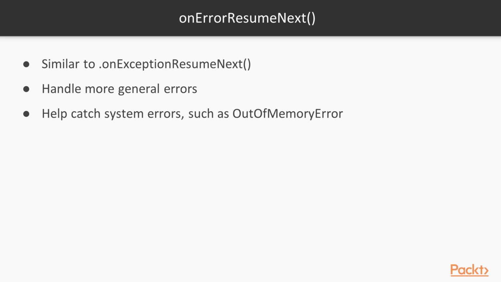.onErrorResumeNext is very similar to .onExceptionResumeNext, but as the name implies, it can handle more general errors. .onExceptionResumeNext handles only throwables of the java.lang.Exception type and its subclasses. .onErrorResumeNext can catch java.lang.Throwable and java.lang.Error. In the end, it's a more general handler that can help catch system errors, such as out-of-memory error.